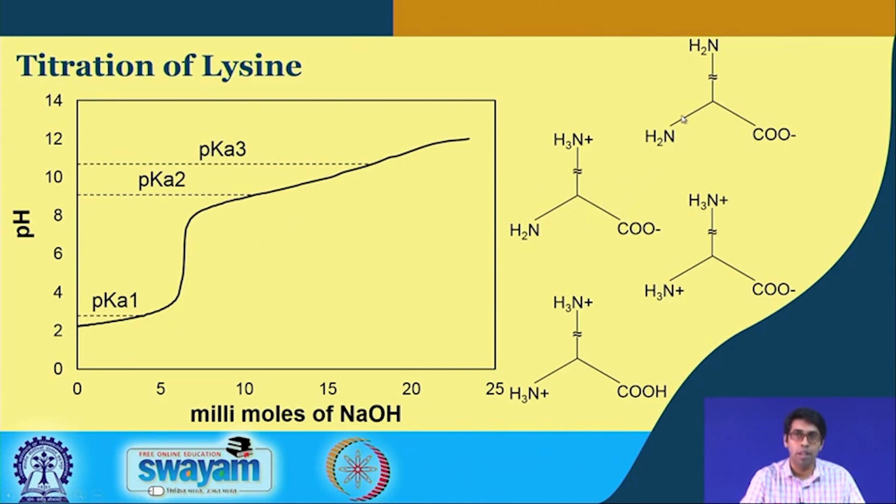So, our pI for lysine will be an average of pKa2 and pKa3. We determined pKa2 as roughly 9 and pKa3 as somewhere around 10.2. So, the pI of lysine will be the average of 9 and 10.2.